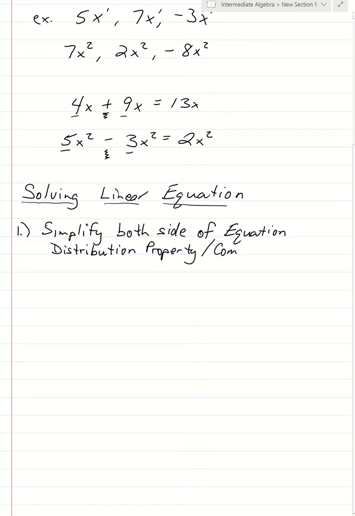Those are the 2 things that we're going to do when we want to simplify both sides of the equation. We're going to either use the distribution property and/or we are going to combine like terms.